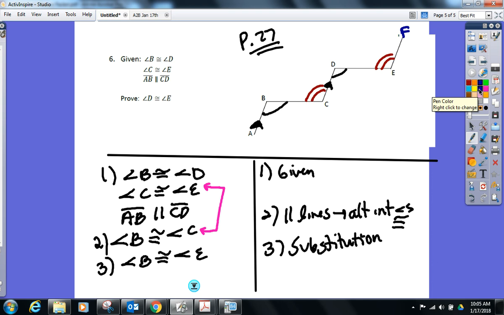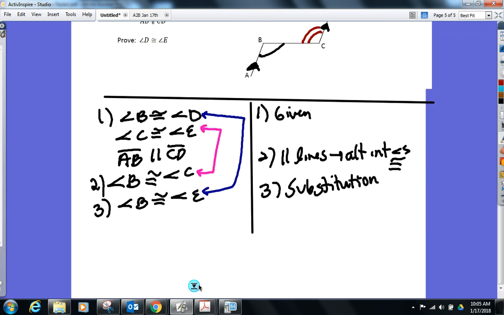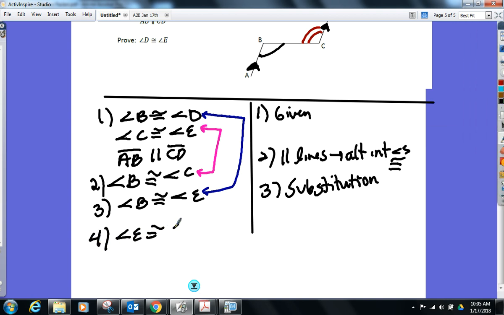What's the other given we haven't touched yet? Remember, use all the givens. Which one haven't we touched yet? B congruent to D, and you already just found out that B and E are congruent, so conclusion? If B and D are equal, B and E are equal, E and D are equal by a second substitution. Not one, a second one.